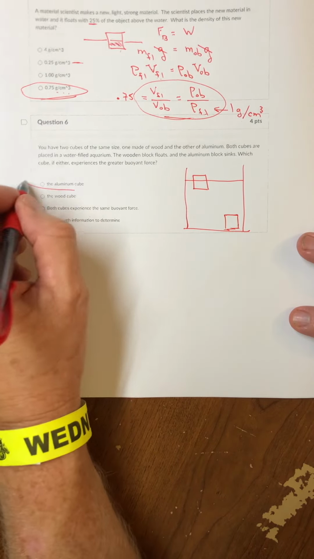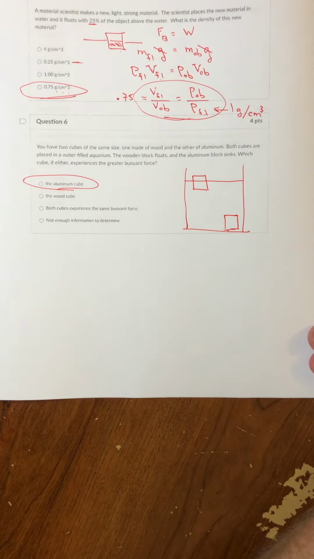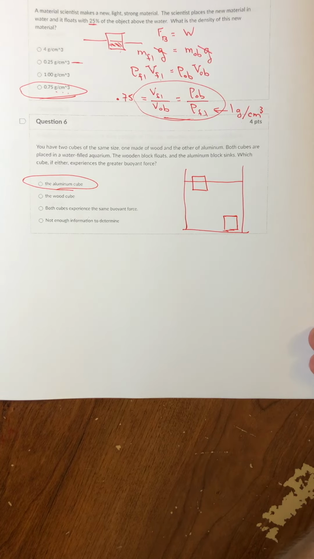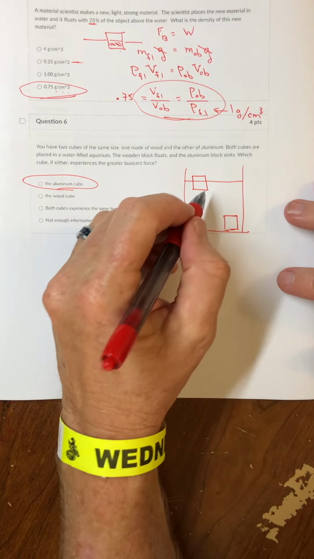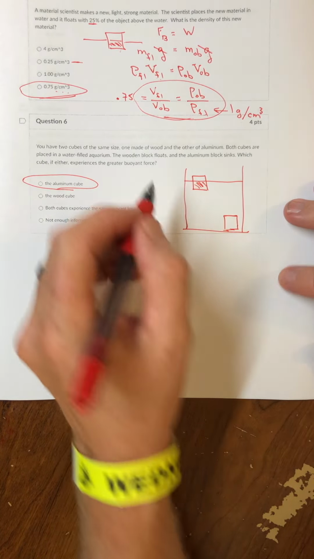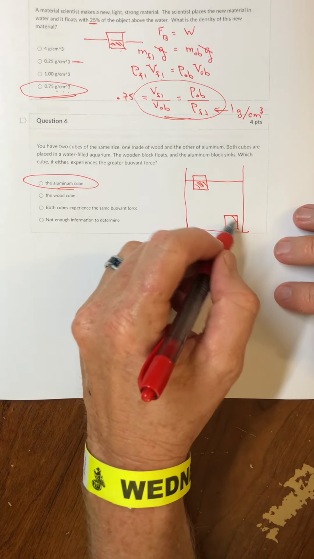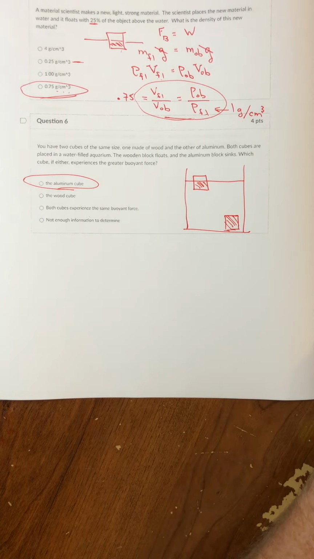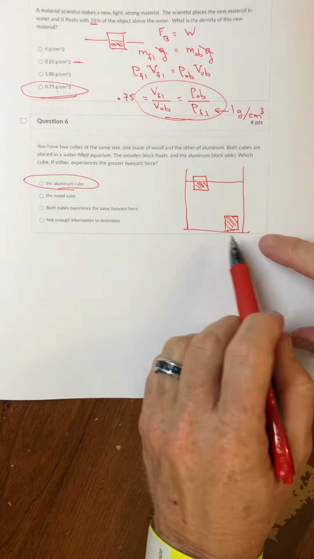And even though it doesn't float, it's actually the aluminum one. And that always, I think, catches people off guard. They think, well, the other one floats, so it must be pushing up more. But no, remember the buoyant force is equal to the weight of the displaced fluid. So if anything's floating, it's going to be displacing less than a fully submerged one. And a fully submerged one then has a larger buoyant force.